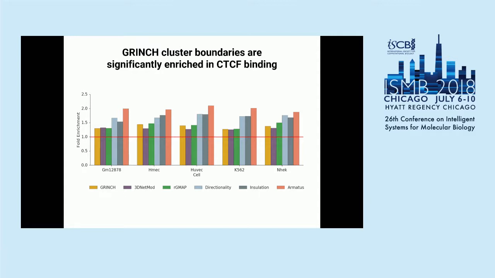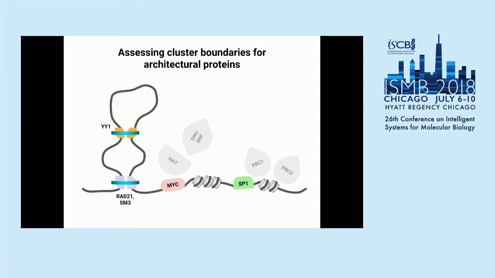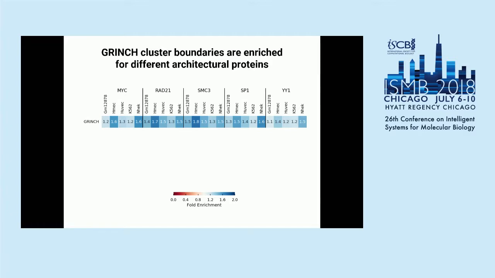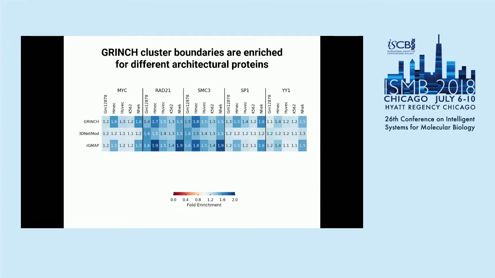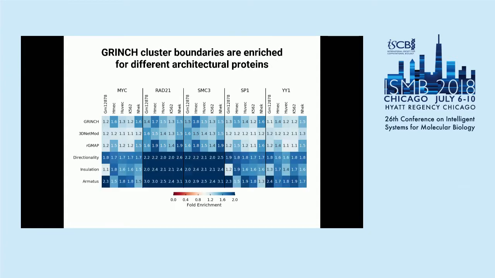You might notice that other more conventional methods like directionality, insulation, and Armitage recover boundaries, TADs whose boundaries are much more enriched in CTCF, which is an interesting observation. We also looked at other architectural proteins involved in chromatin looping, as well as chromatin remodeling and changing the accessibility of chromatin itself. And we see that again, Grinch is enriched above one-fold in all of these different factors across 5 different cell lines, and at levels, again, comparable to graph-based methods like 3D-NetMod. We again notice the pattern that more conventional methods tend to recover much higher levels of enrichment at boundaries, which is interesting.